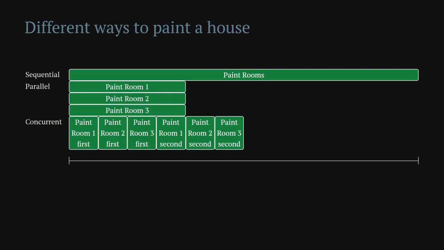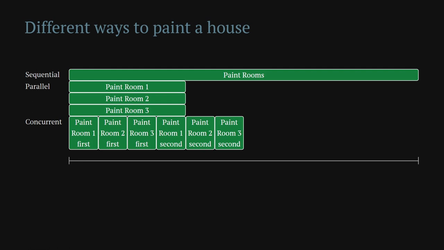Let's say I'm painting my house, right? I can do it sequentially, just me painting it. Takes a while. Or I can get two of my friends to help out once I realize that I have three rooms. Suppose all the rooms are the same size and we all paint equally fast. Then it's going to take roughly a third of the time.